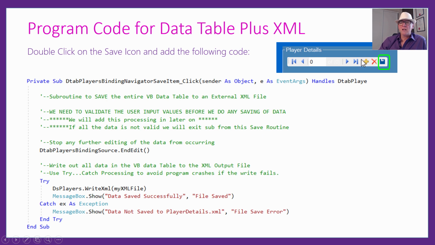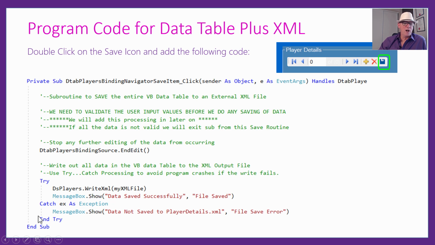So this is just the event. If you double click on that save icon up in the top right hand corner, the navigator bar, it'll take you into an event for when people click the save item on the binding navigator. Okay, so we'll need to add validation, but we're going to do that in stage 2 of the program, because that's kind of a big job. You know, validation's a big job because we've done it in previous lessons. But we just stop any further editing. So you have to close the thing off while you're going to be saving it, so that no one's editing it.